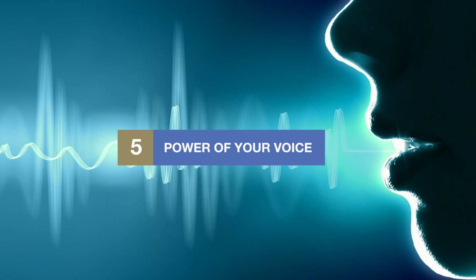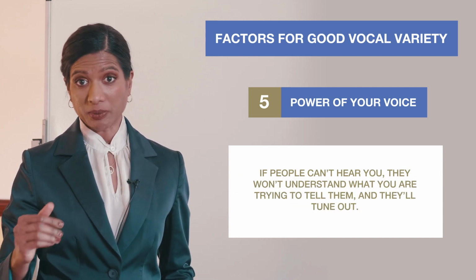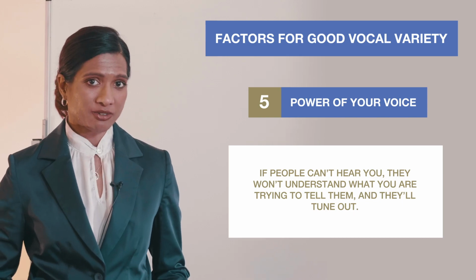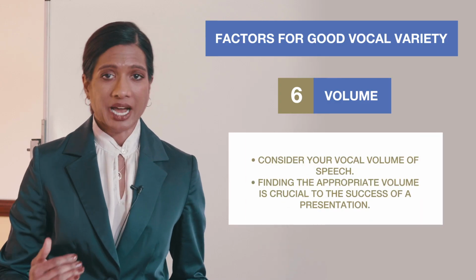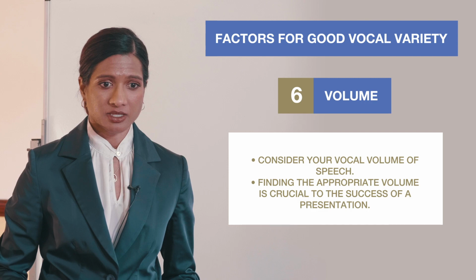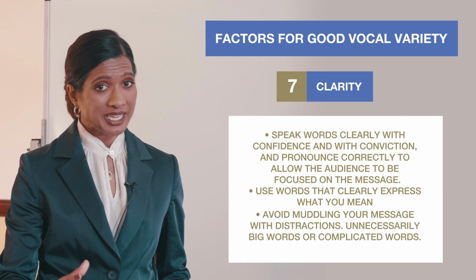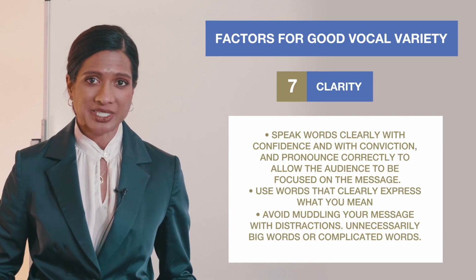Number 5 is the power of your voice. Are you able to project your voice? Can people hear you at the back row, even without a microphone? Then you're looking at number 6, which is volume, which is basically how loud or soft you come across. Then number 7 is clarity of your voice. How articulate are you? Are you pronouncing the words correctly? Do people understand what it is that you are saying?